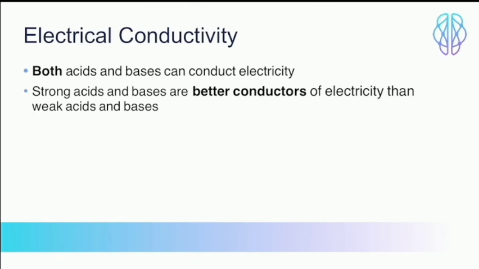Electrical conductivity, simply put, is just the movement of ions. Thus, both acids and bases in solution can conduct electricity. It should be no surprise to you that strong acids and bases are better conductors of electricity than weak acids and bases. This is because strong acids and strong bases tend to dissociate into their ions a lot more than weak acids and bases. Thus you have more ions in solution, thus more ions able to move, thus better electrical conductivity.